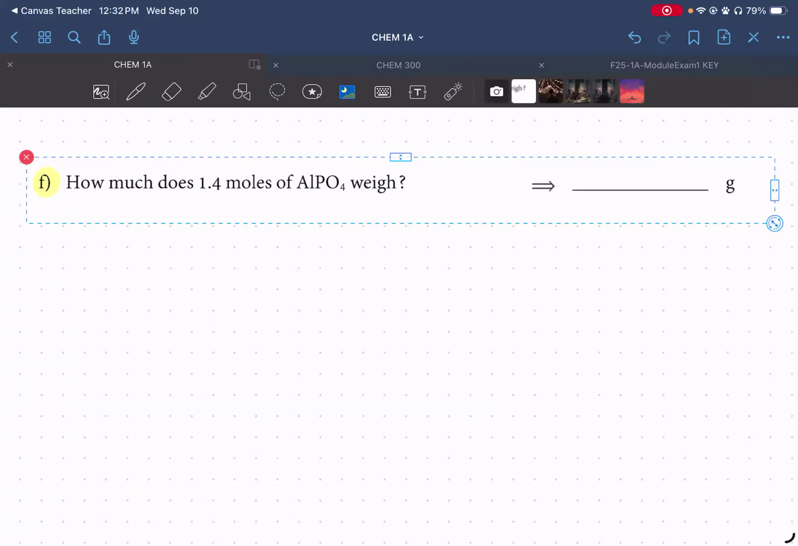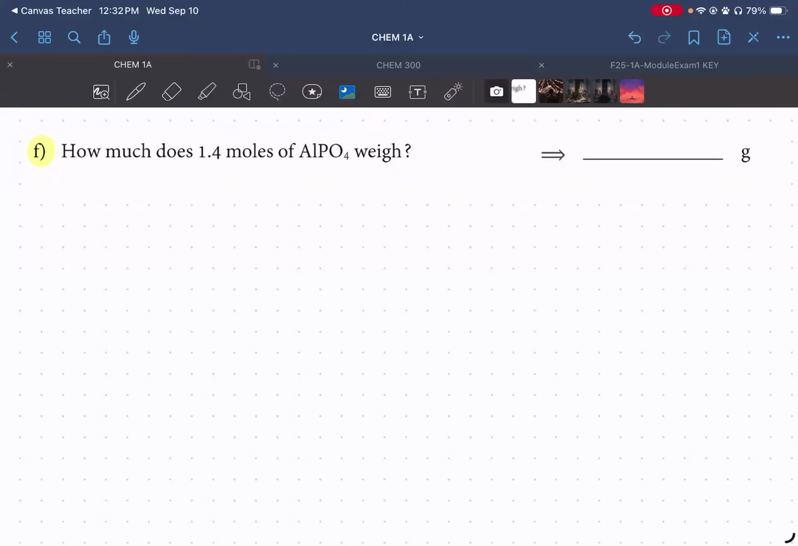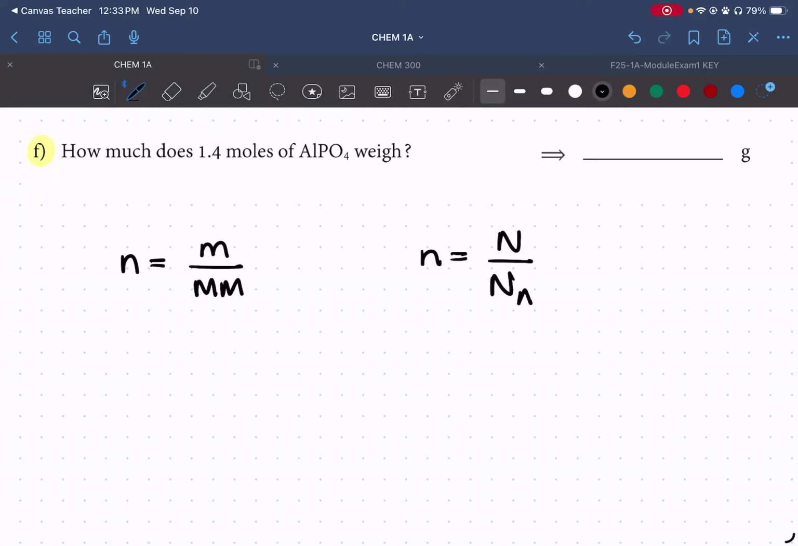All right, the question just states, how much does 1.4 moles of AlPO4 weigh? All right, so what do we know? What do we know we're working with here? We know we have two primary formulae. I'm writing them here again, n equals m over MM, and n is equal to N over N sub A. The question is ultimately asking what is the mass of that sample? You can see the units are grams. So immediately we know this is what we're trying to solve, that small m.